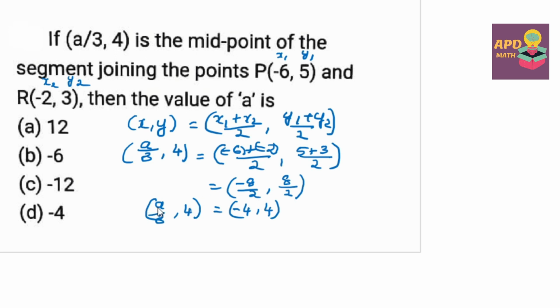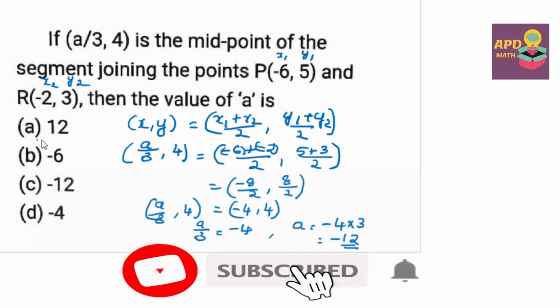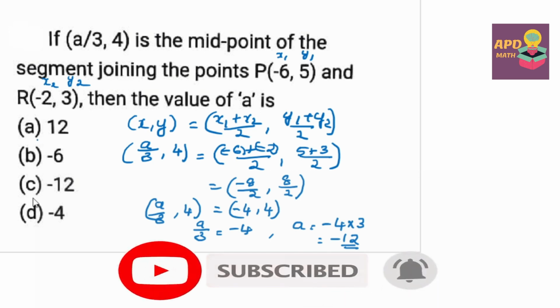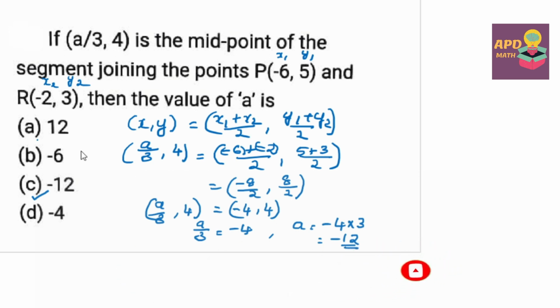Now I am going to take the x coordinate. A by 3 is equal to minus 4. X coordinate we are equating with the x coordinate, that is a by 3. Then what is a? A is equal to, by cross multiplication, minus 4 into 3 is equal to minus 12. So the value of a is not 12, it is minus 12. Option C, a is equal to minus 12.